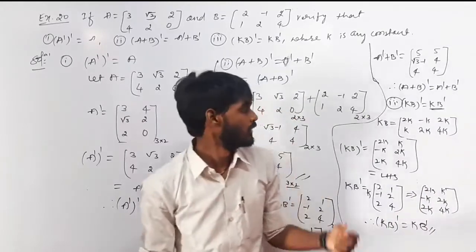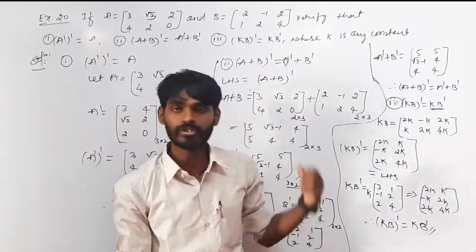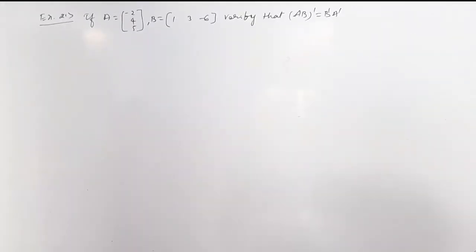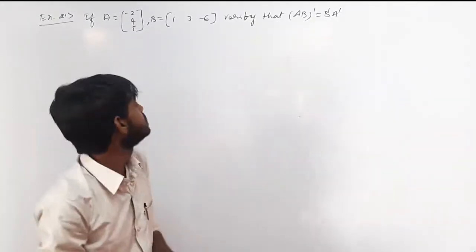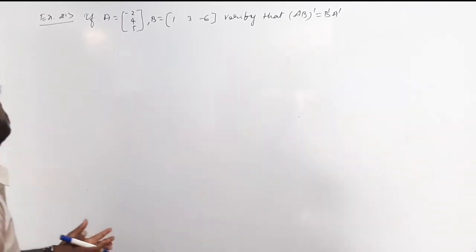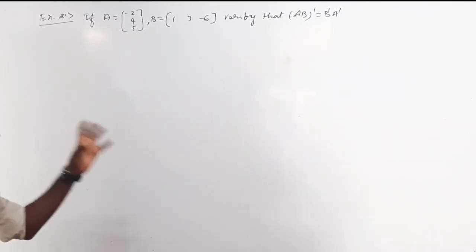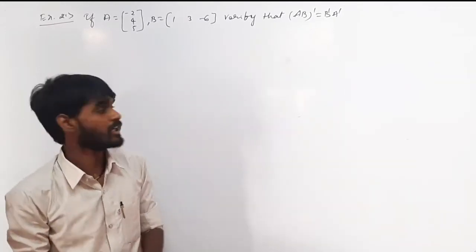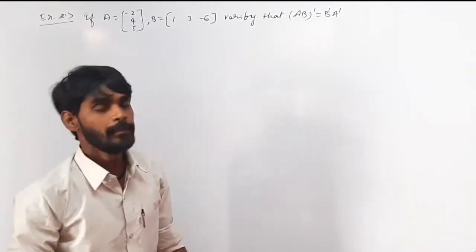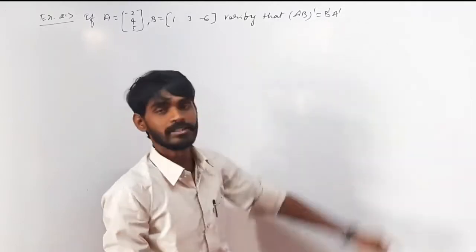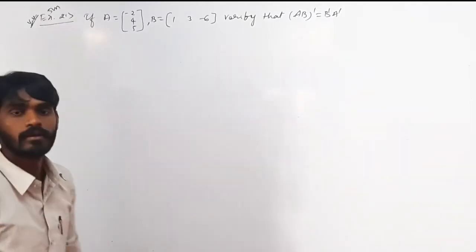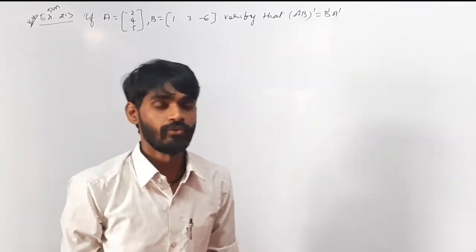Okay, so next example, before that please pause the video for now. Okay friends, next example is 21. This is very important. I already told you the property of the transpose of a matrix, that AB whole dash is equal to B dash into A dash. This question will be asked as a 5 marks question.